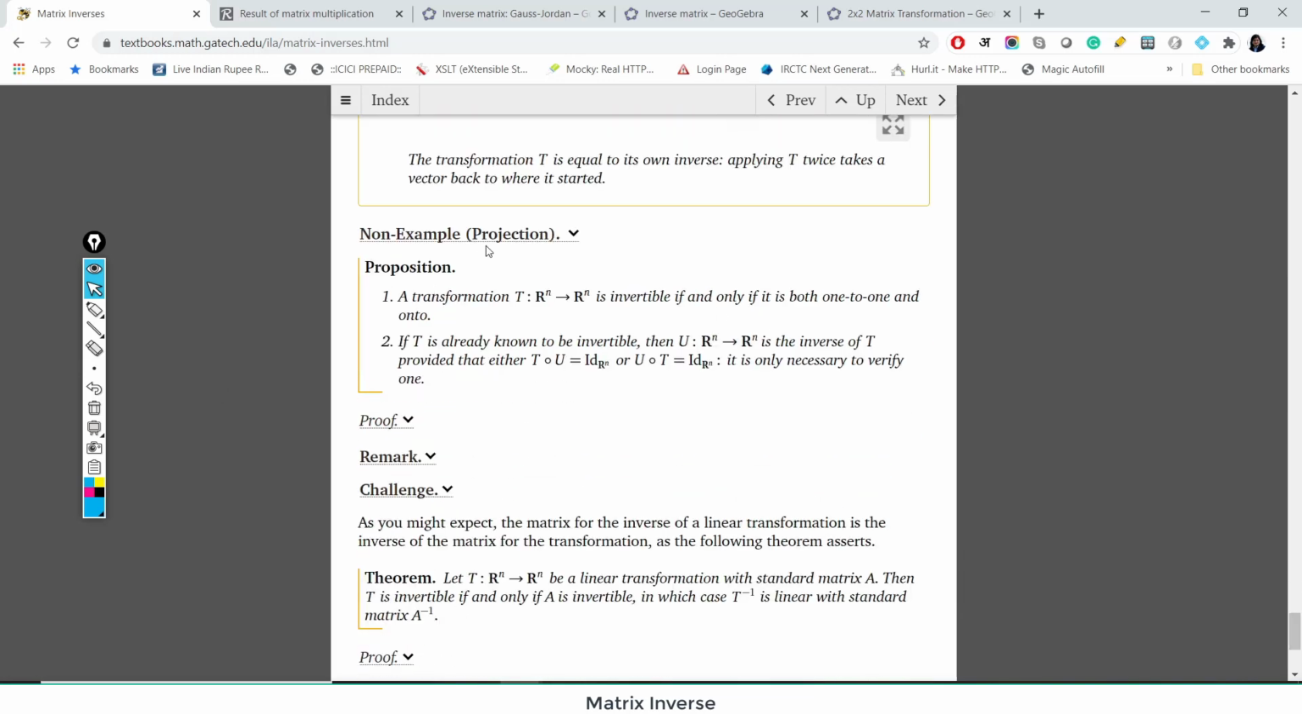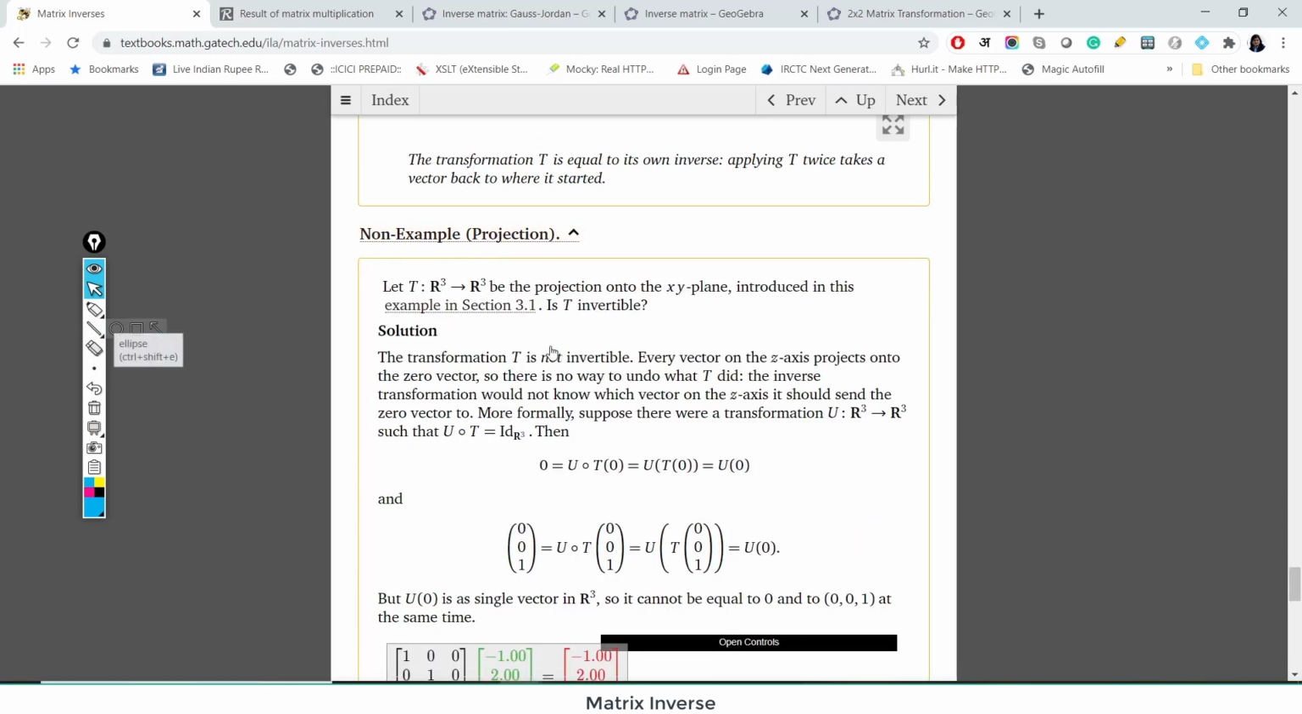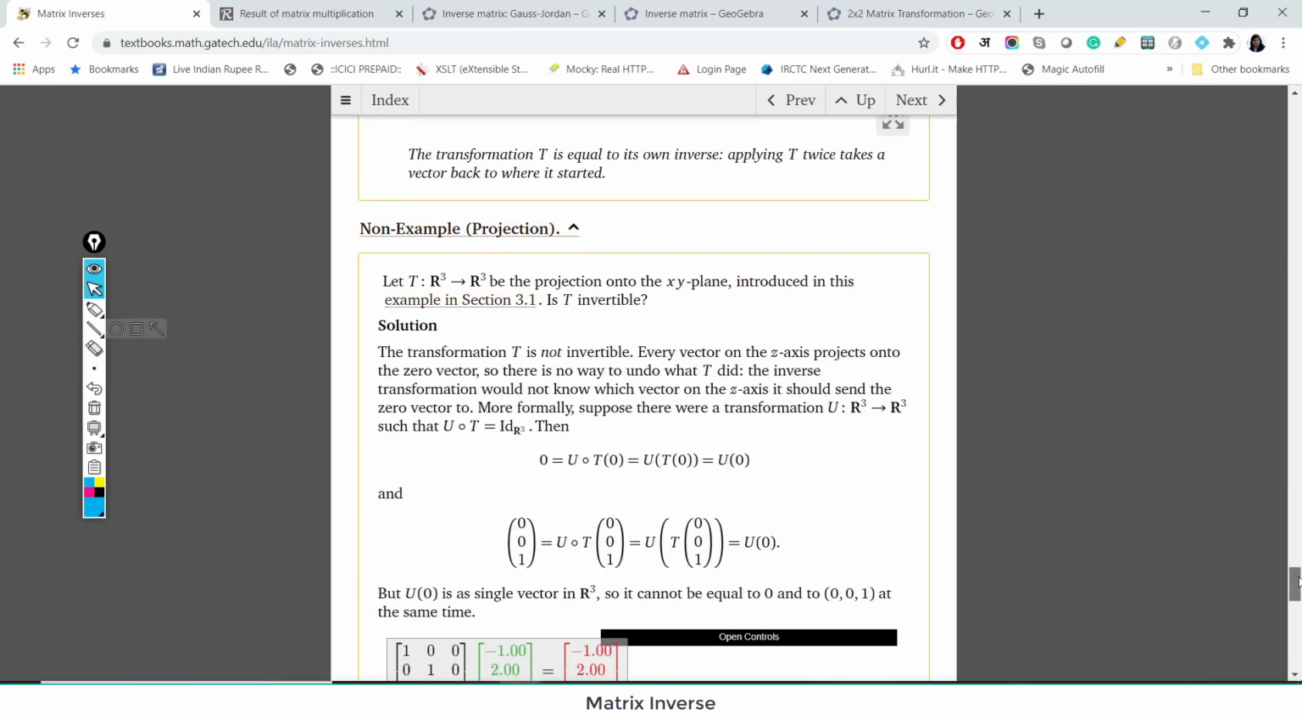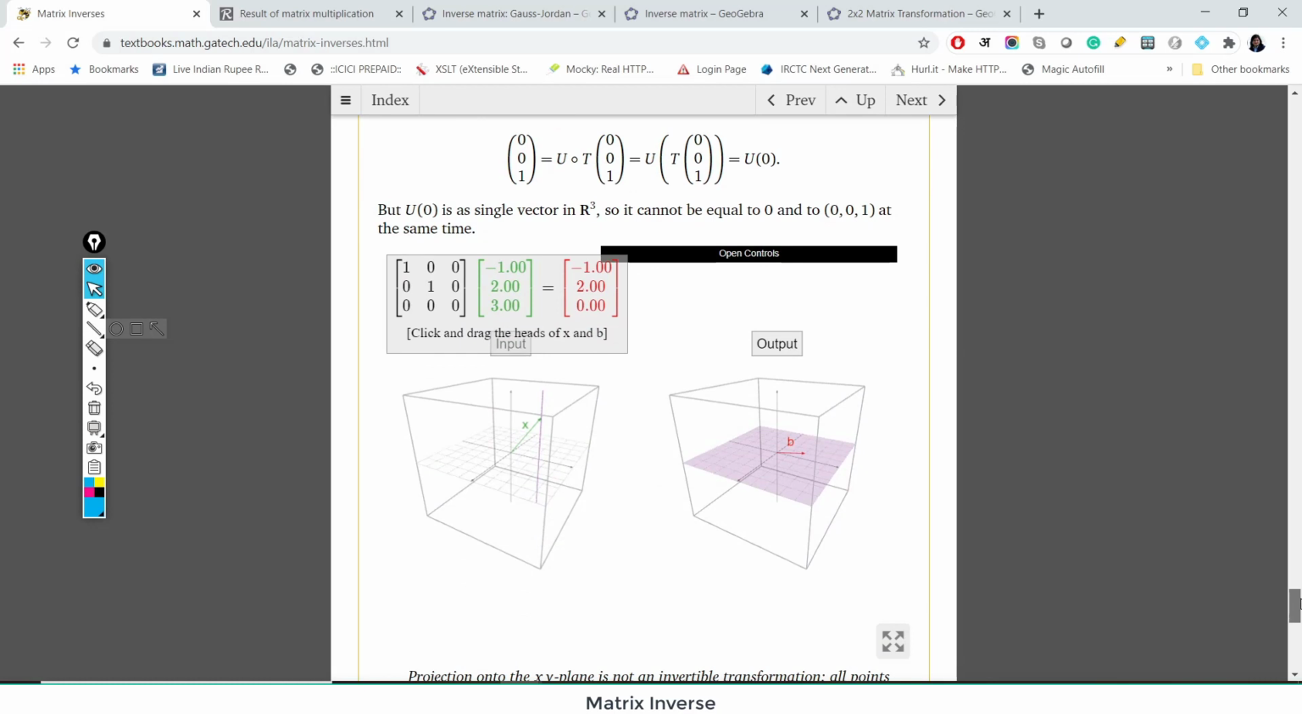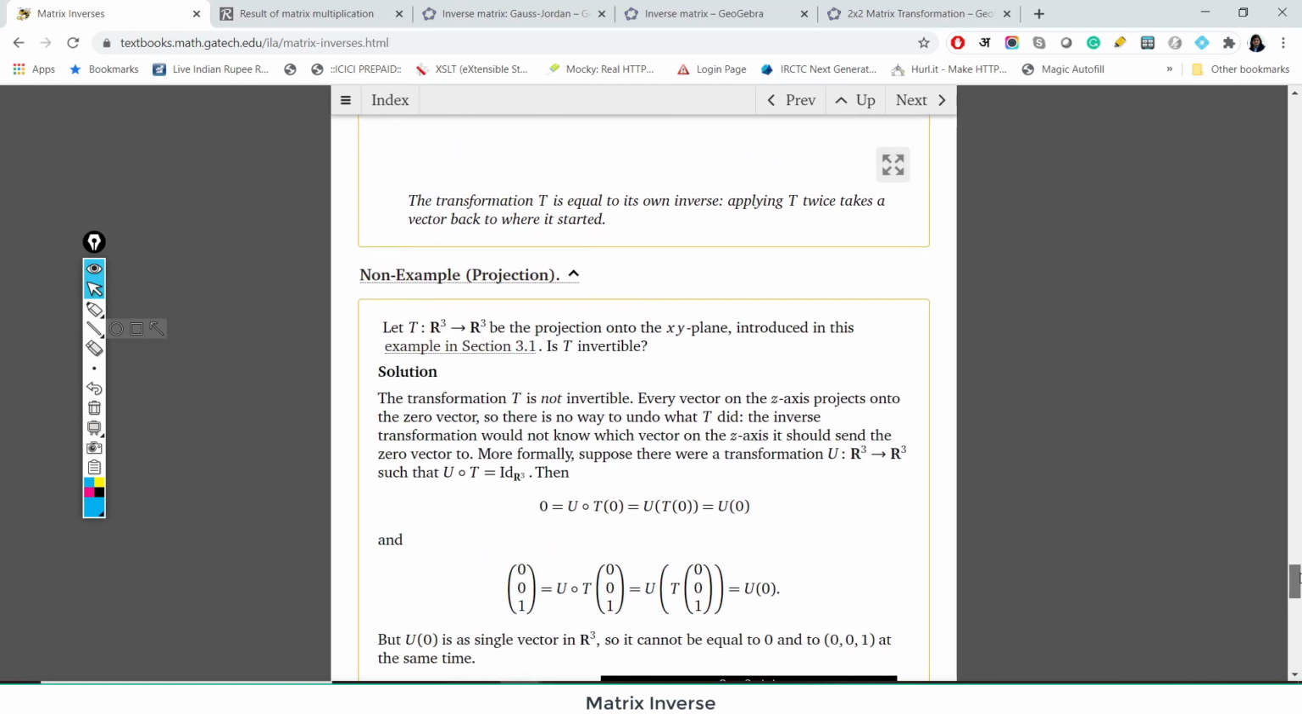One non-example: projection. Non-example means we have seen that some matrices are not invertible, and if not invertible, it means there is no way we can go back to the original space. And why is it that we can't go back to the original space? Let me show you one thing.